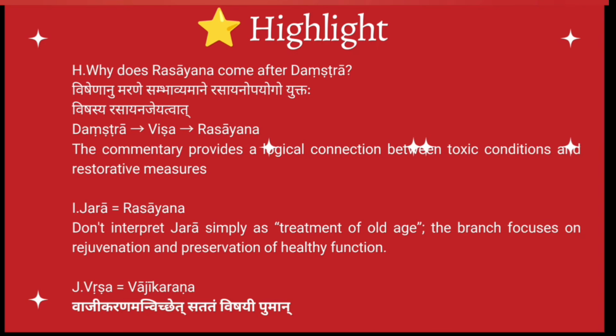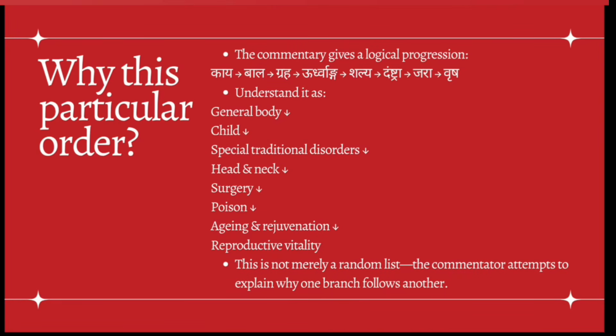Next is Vrisha or Vajikarana Chikitsa. Here it is connected with Vrishana, or the sexual and reproductive vitality. Vajikaranam Anvichet Shatatam Vishayi Puman. So the purpose is to improve the reproductive capacity and quality where indicated, particularly in case of inadequate reproductive tissue functions. So why is this particular order maintained in the shloka?